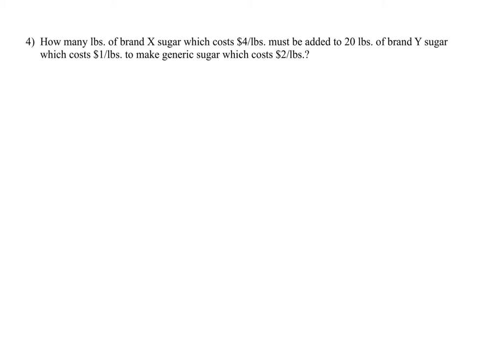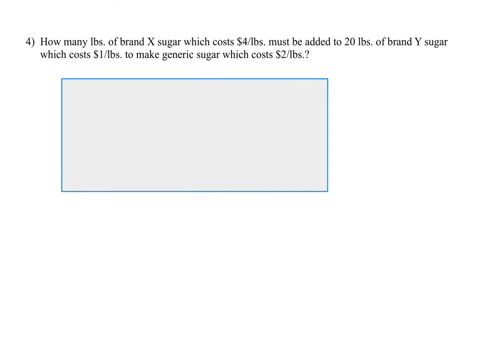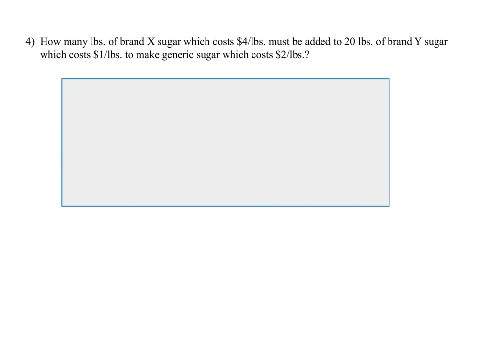It says how many pounds of brand X sugar, which costs $4 a pound, must be added to 20 pounds of brand Y sugar, which costs $1 per pound, to make a generic sugar, which costs $2 a pound. So once again, you are going to draw a chart. This is a little bit different. You have one more line, right, with mixtures.